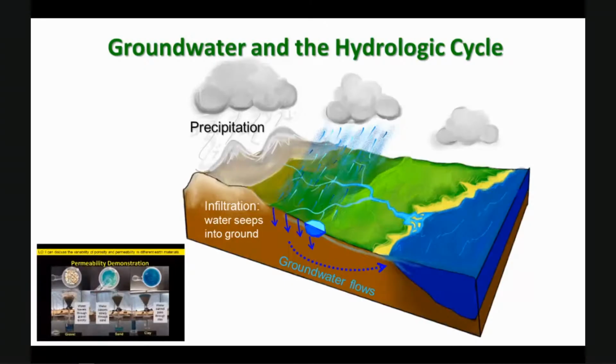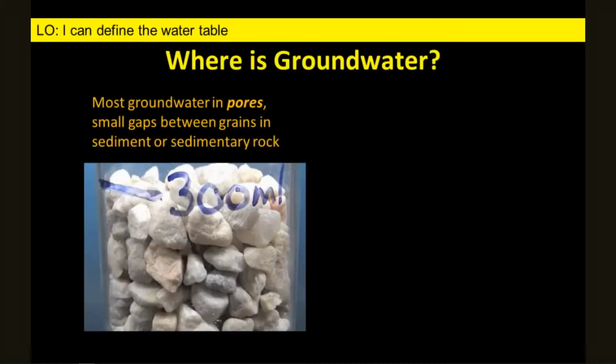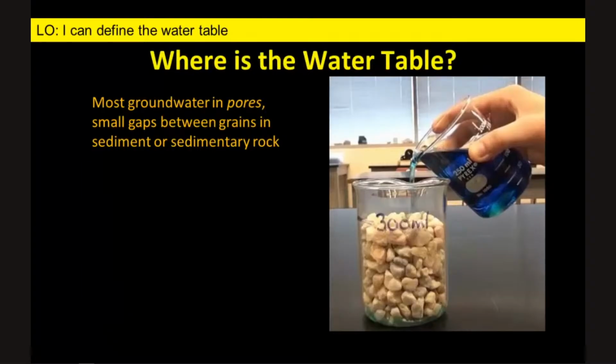In order to quantify how much groundwater is available, we need to figure out the position of a feature known as the water table. As water infiltrates into the ground, it fills up connected spaces in sediment or rock formed by fractures or small gaps between grains known as pores. We are going to add colored water to this gravel-filled beaker to illustrate how the position of the water table is dependent upon which pore spaces are filled with water.